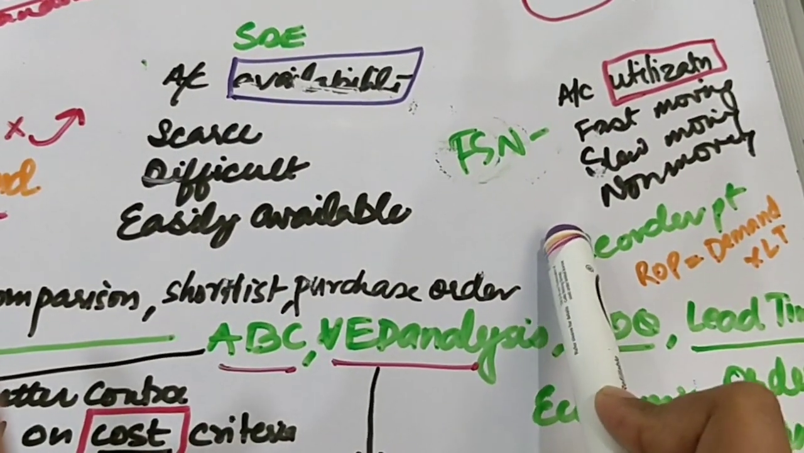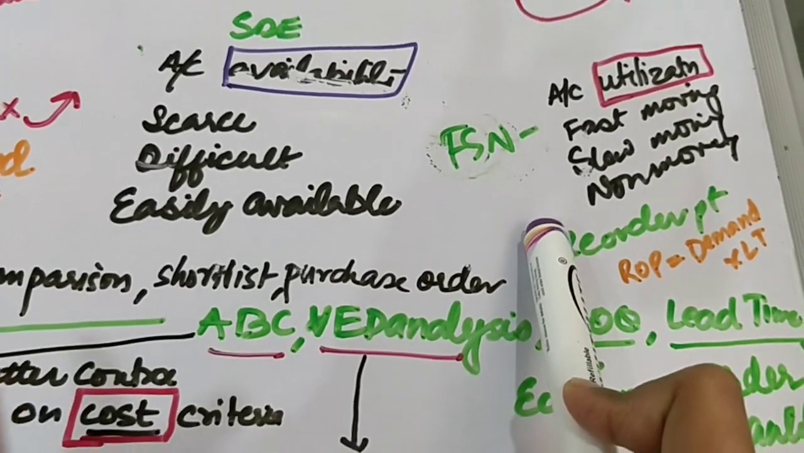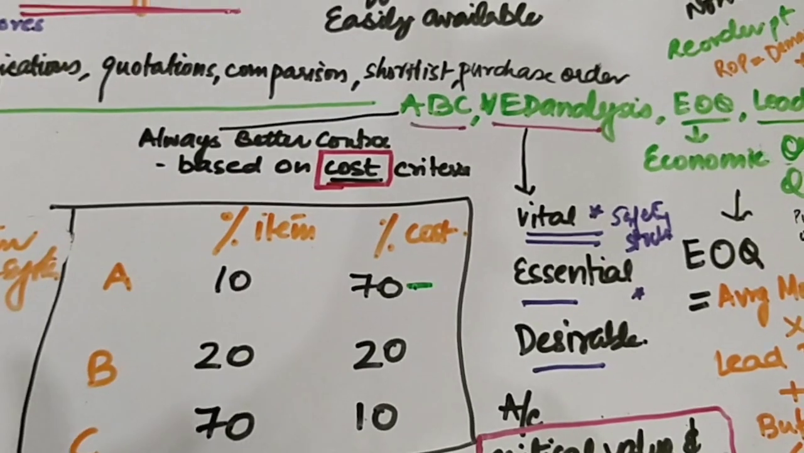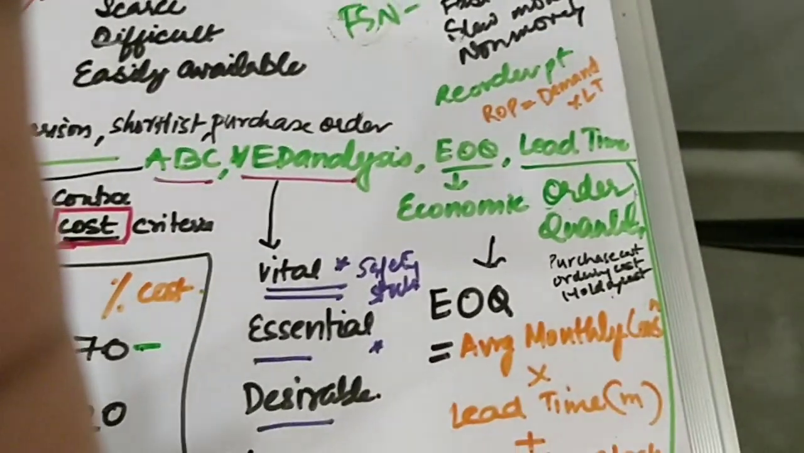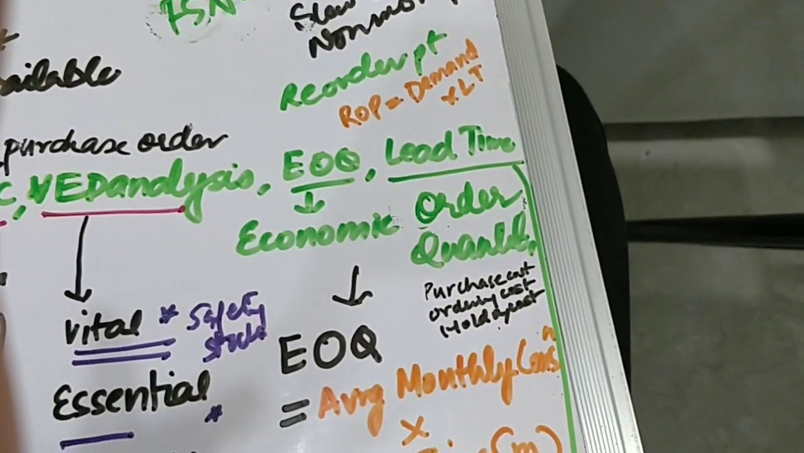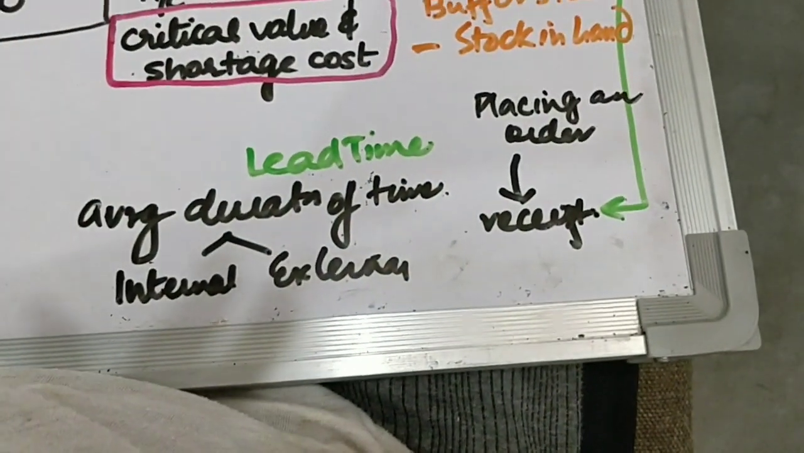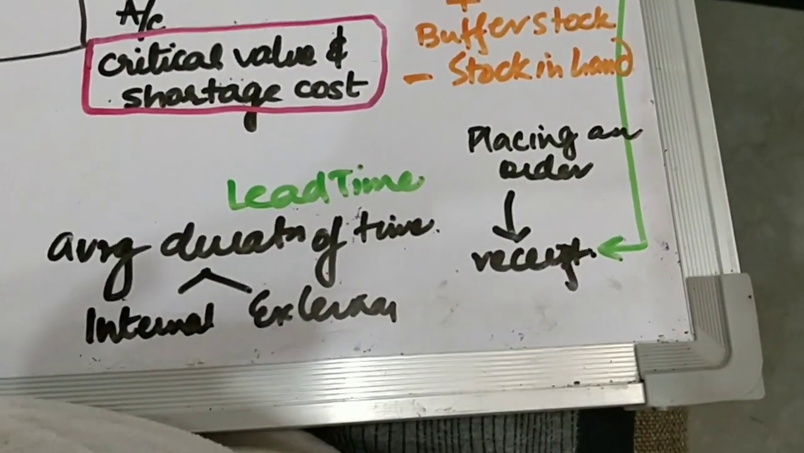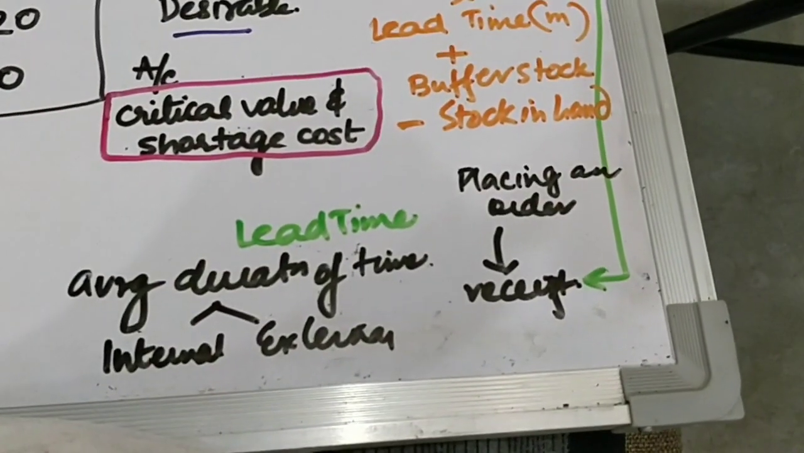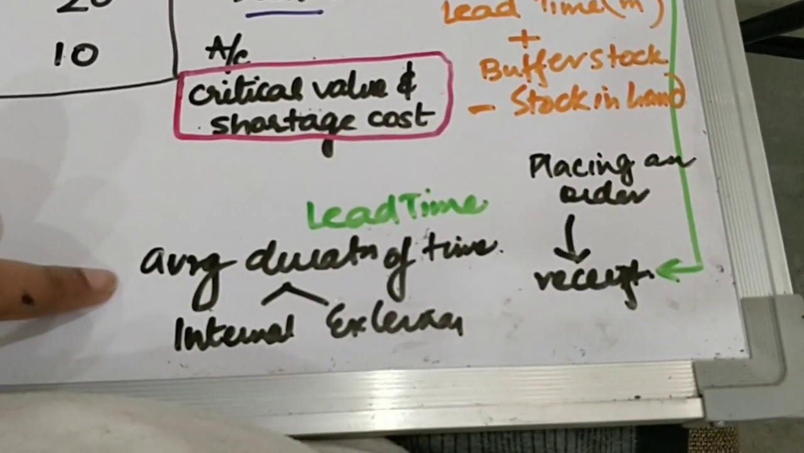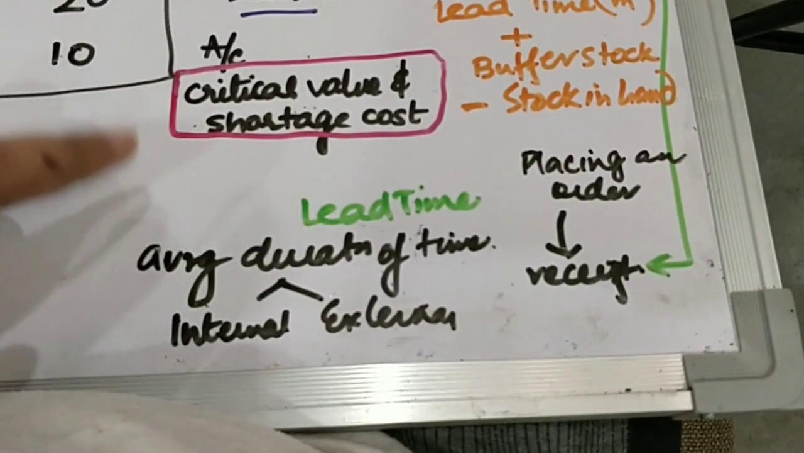FSN depends upon the utilization: fast moving, slow moving, non moving. VED depends upon the critical value and shortage, what would happen. And ABC depends upon the cost. Next theory is lead time. Lead time is the average duration of time from placing the order to its receipt. This is the average duration of time that we can expect for a drug or material to reach us from the time we order it.